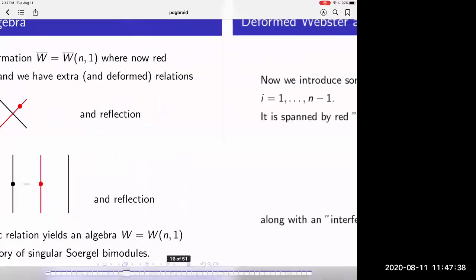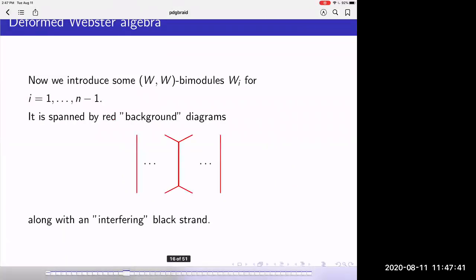Okay, and so now what about a braid group action in this deformed setting? This is, again, a deformation of A and Shriek, and maybe there exists a braid group action here, and there does. So we want to introduce some bimodules for W. I'll say Wi.